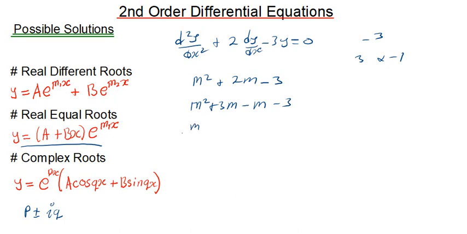So this will be like m plus 3, that will be minus 1 here, so I'm going to have m, that will be plus what?